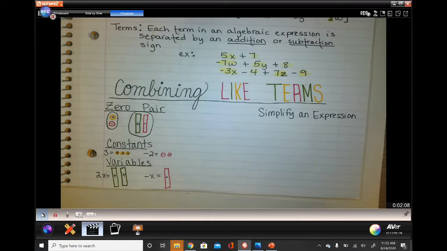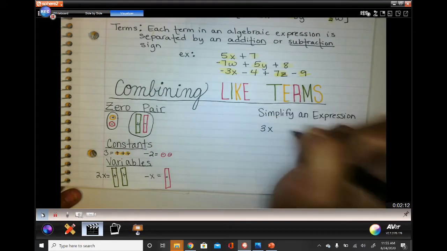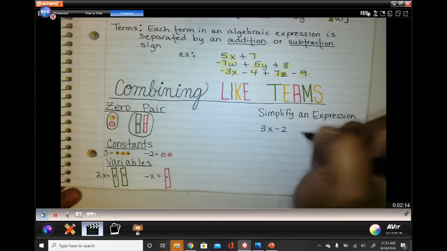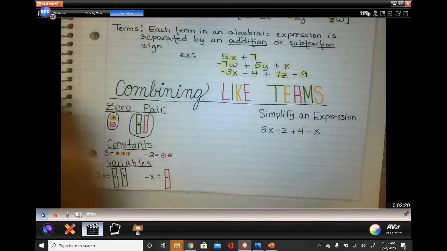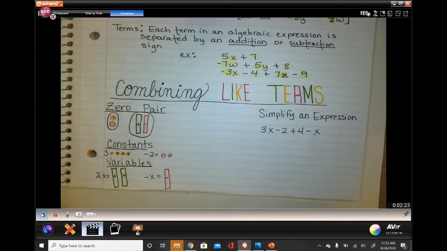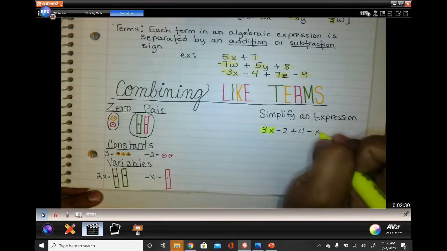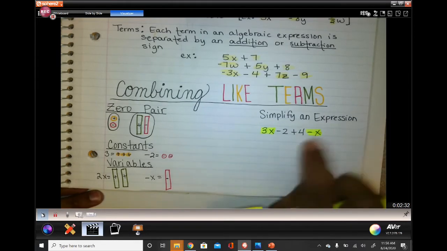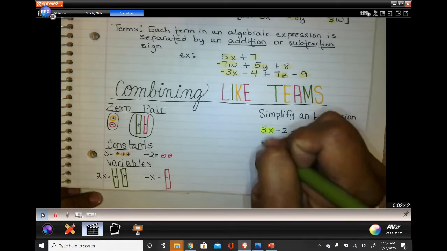Alright, so now let's talk about simplifying an expression. If I have an expression like 3x minus 2 plus 4 minus x, I'm going to use highlighters to show you the pieces that you are allowed to put together. So this 3x has an x next to it. And this negative x is also an x. We call those like terms. They are the same thing. They're both letters. In my model, they would both be my rectangular pieces.